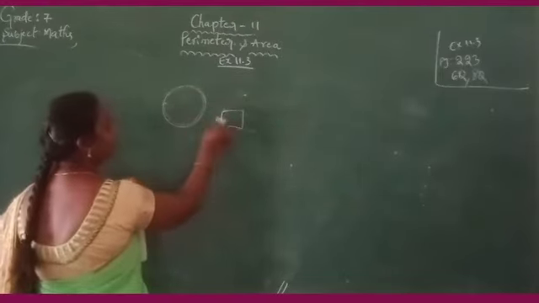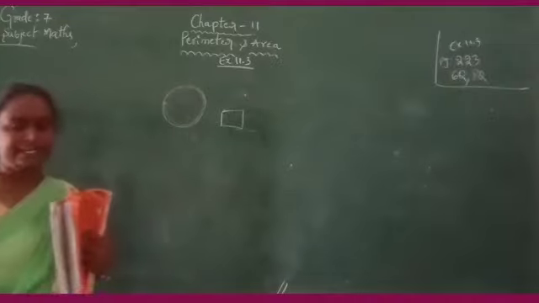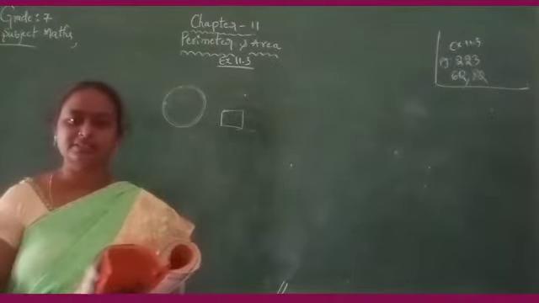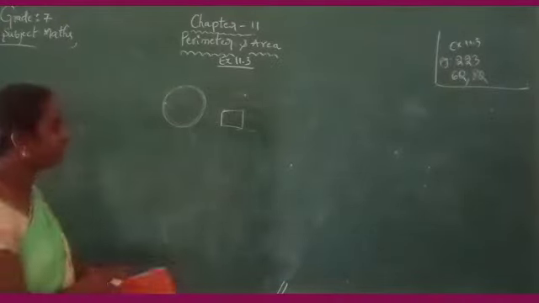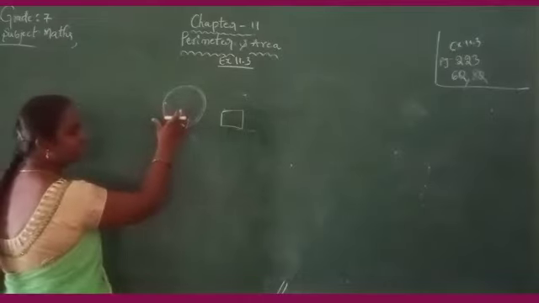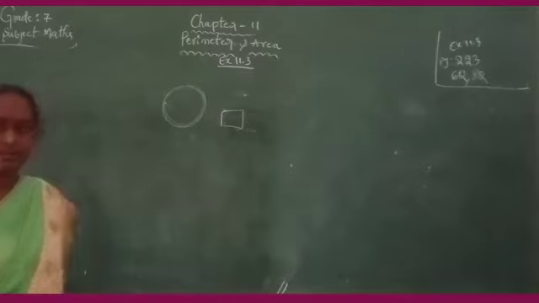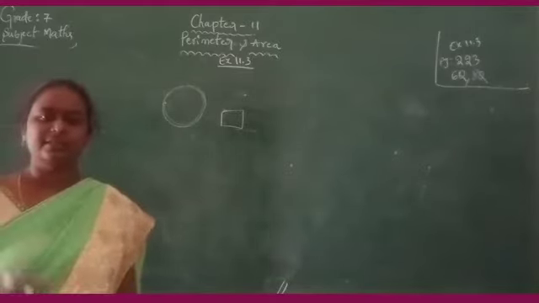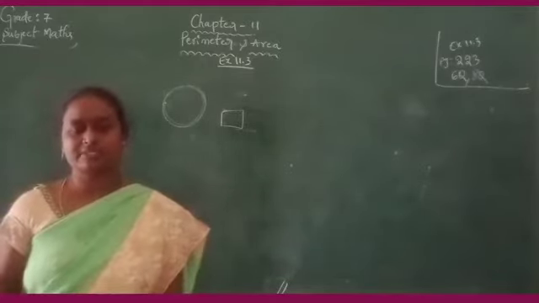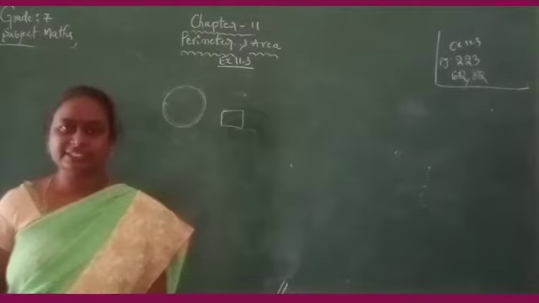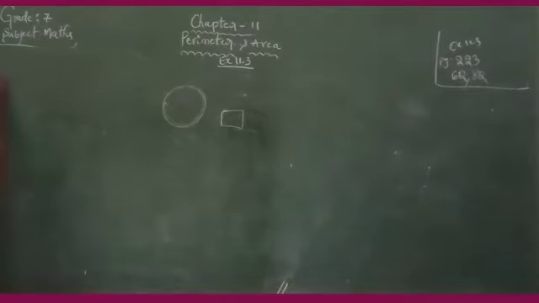Now which one encloses more area? So we have to find first the area of this circle and next the area of the square. After that only we can find which one encloses more area. Okay, right children? Next, see the 9th one.